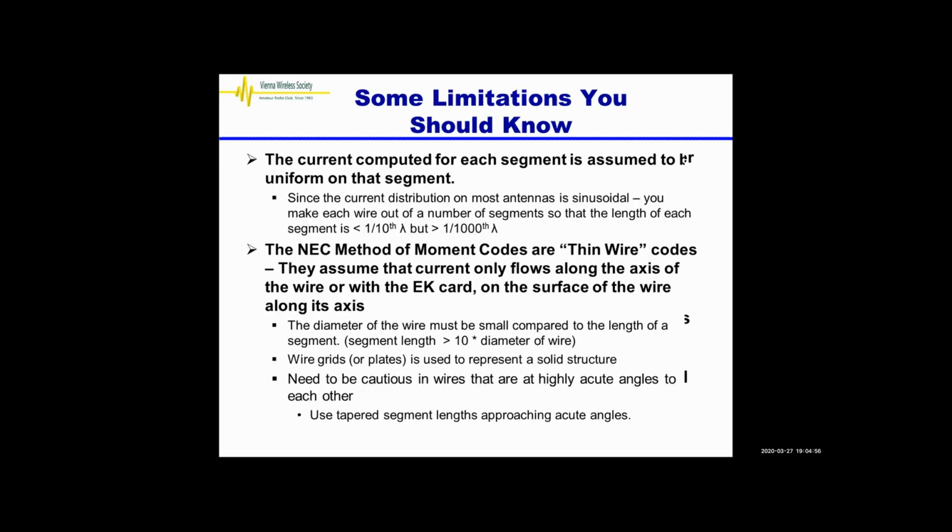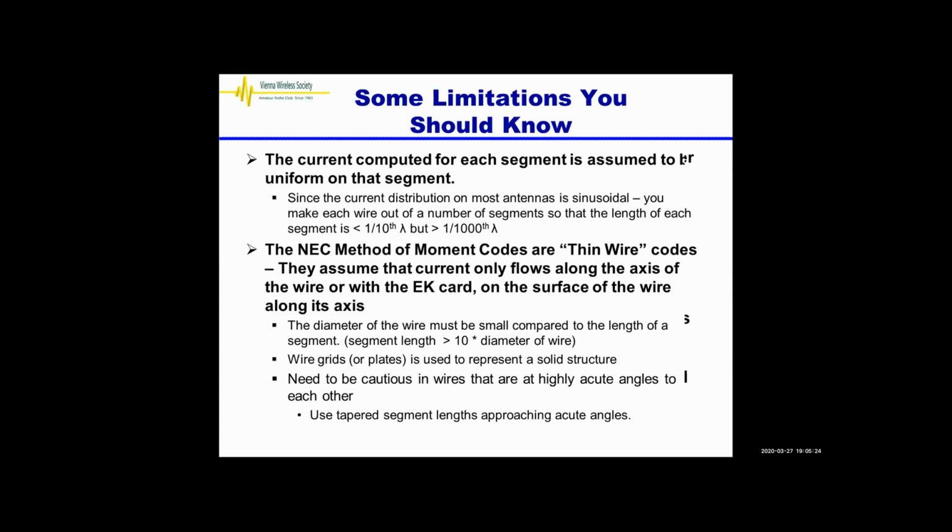As I said, an important thing is the current is assumed to be uniform on each segment, so we have to break the wire up into segments. Typically each segment on a wire has to be less than 1/10 of a wavelength, but should be longer than 1/1000th of a wavelength. NEC 2 is primarily a thin wire code. It assumes current flows on the axis.